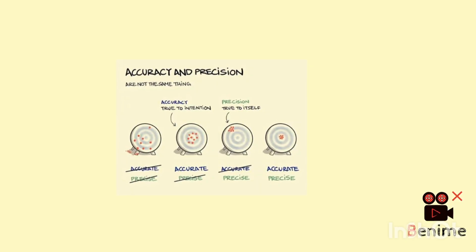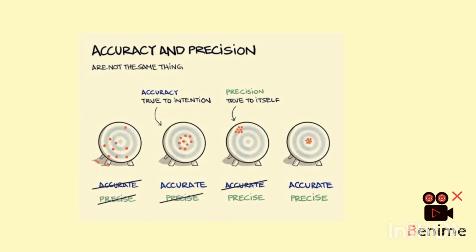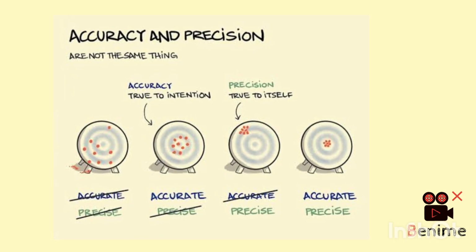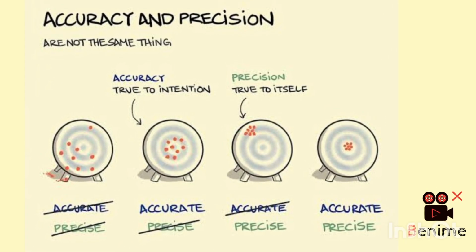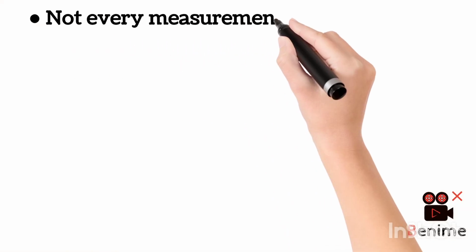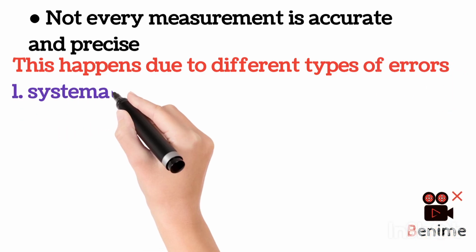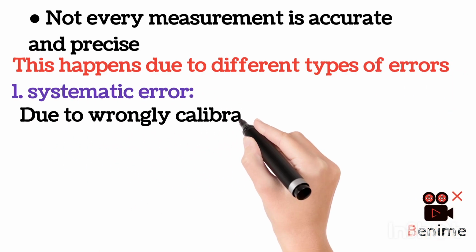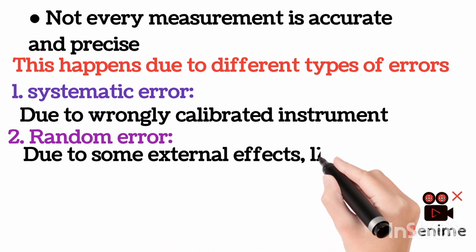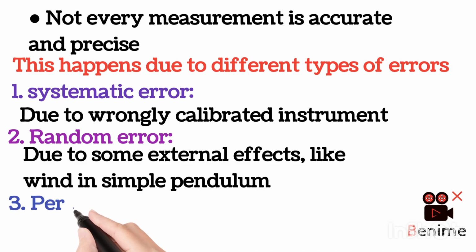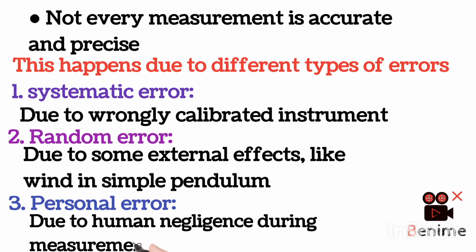In measurements, we use 2 terms, accuracy and precision. Accuracy means the measured value is close or equal to the exact value, whereas precision is how close measured values are to each other. Not every measurement is accurate and precise. This happens due to some errors, which are systematic error due to faulty apparatus, random error which is due to some external effects like wind, friction, etc., and third is personal error which is due to human negligence during measurement.